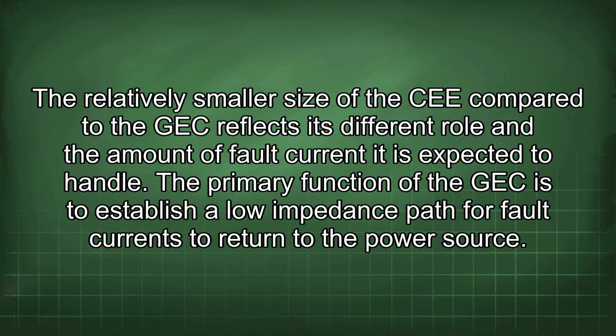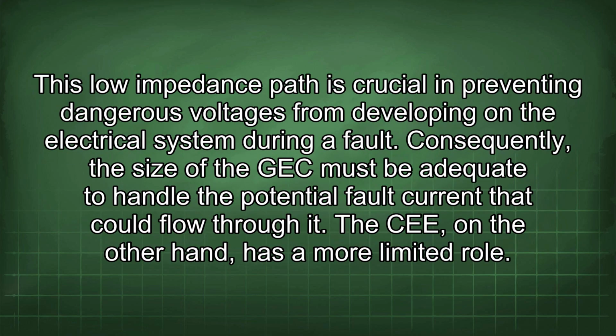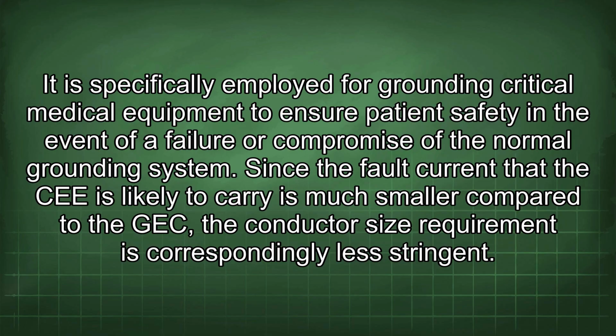The primary function of the GEC is to establish a low impedance path for fault currents to return to the power source. This low impedance path is crucial in preventing dangerous voltages from developing on the electrical system during a fault. Consequently, the size of the GEC must be adequate to handle the potential fault current that could flow through it. The CEE, on the other hand, has a more limited role. It is specifically employed for grounding critical medical equipment to ensure patient safety in the event of a failure or compromise of the normal grounding system. Since the fault current that the CEE is likely to carry is much smaller compared to the GEC, the conductor size requirement is correspondingly less stringent.